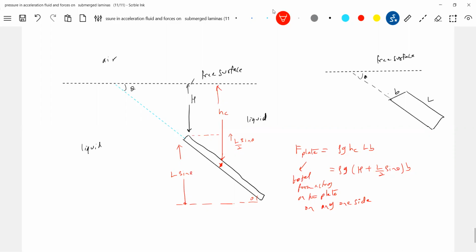Net force will be 0 because it's a thin plate. The total force acting on the plate on any one side is directed normal to the surface of the plate. Okay, that's the basic idea.